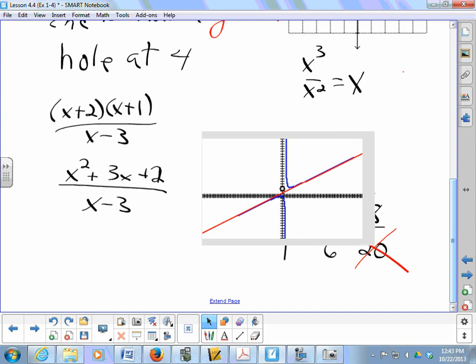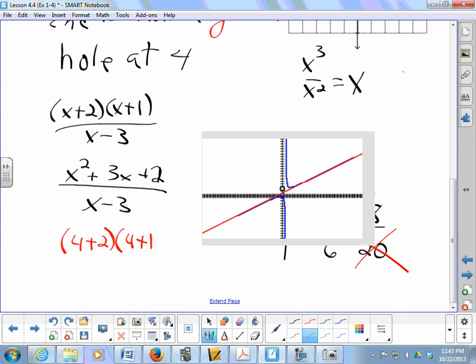So we get 4 plus 2, 4 plus 1 over 4 minus 3. So 6 times 5 is what? 30 over 1. So the hole is specifically at the point (4, 30).